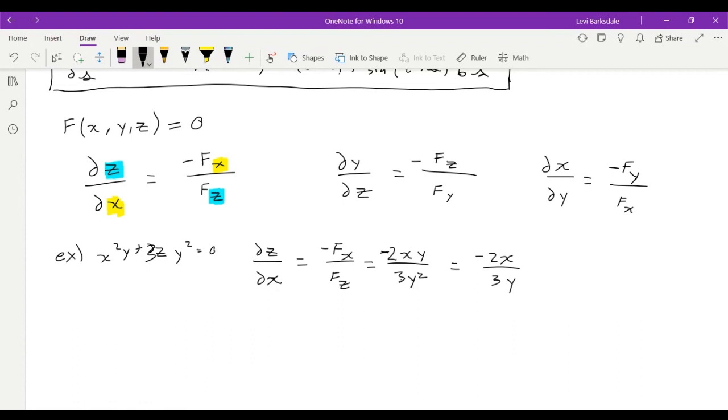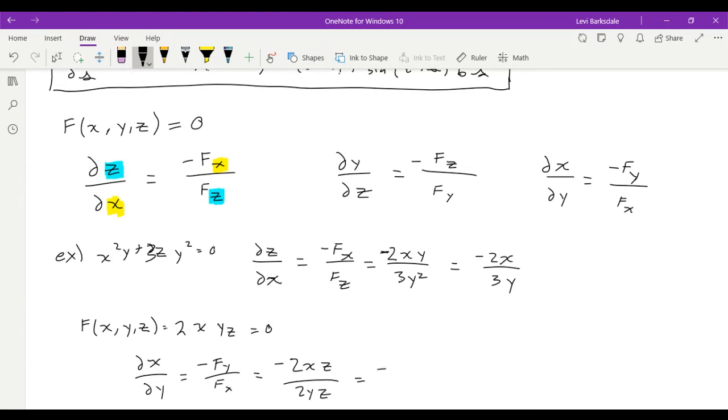For one other quick example, let's say we have f of x, y, z is equal to 2x y, z, and that's equal to 0. Well, then change in x with respect to y would be negative f sub y over f sub x. So that would be negative 2xz over 2yz, which is equal to negative 2x over 2y. So just negative x over y. Cool.